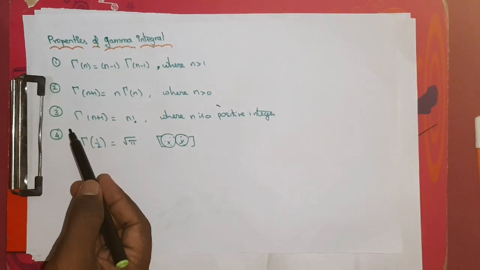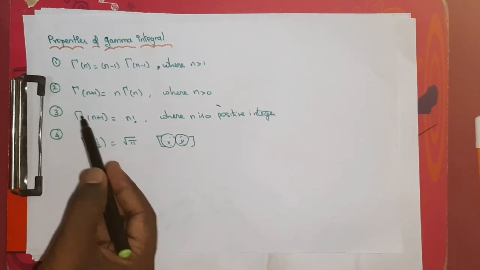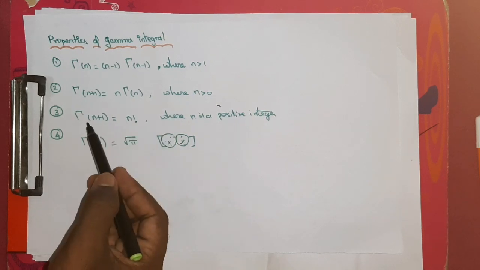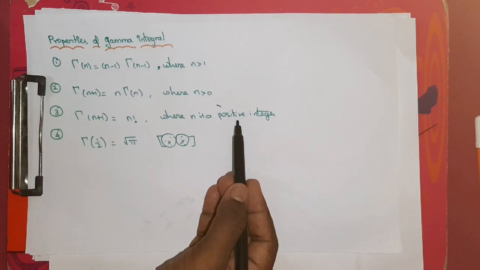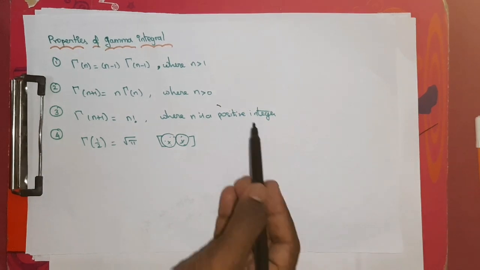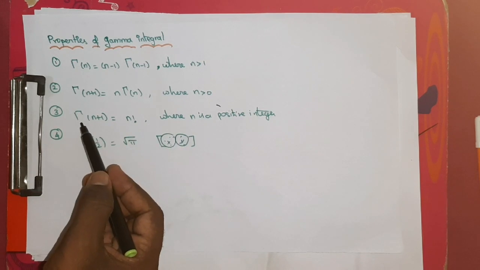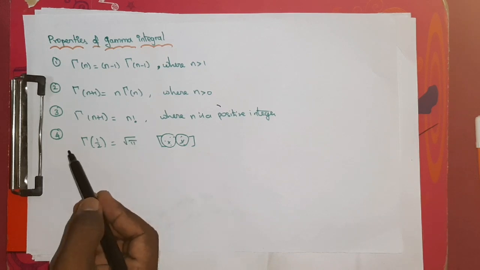And the third one, we are going to use in the first three sums. Keep in mind, gamma of n plus 1 can be written as n factorial when the n value used is a positive integer. Positive integer means 1, 2, 3, 4, 5, and so on. So when it is a positive integer, the formula is gamma of n plus 1 equal to n factorial. It is a standard value.